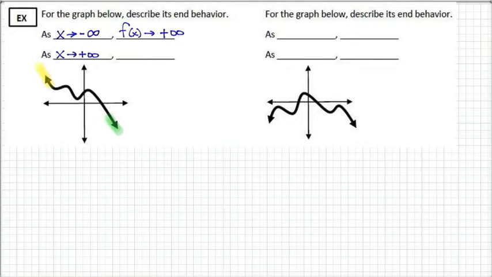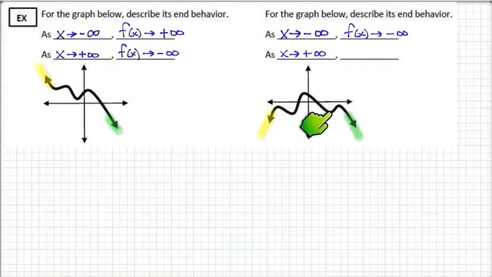And on the right hand side, as x becomes more positive, so we start at 0, x is increasing, and the y value is actually decreasing. F of x goes to negative infinity. In this graph over here, as x goes to the left, we notice f of x goes down to negative infinity. And we notice as x goes to positive infinity, the function goes down to negative infinity.